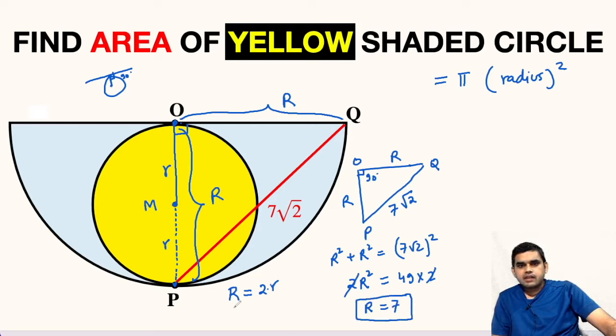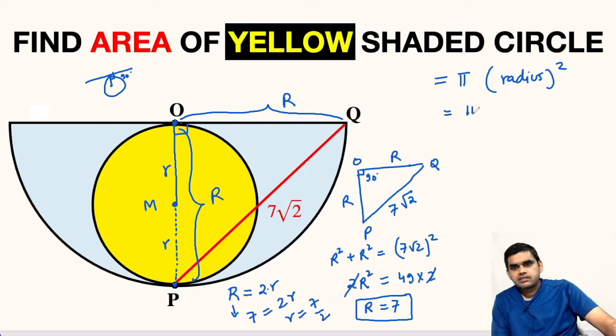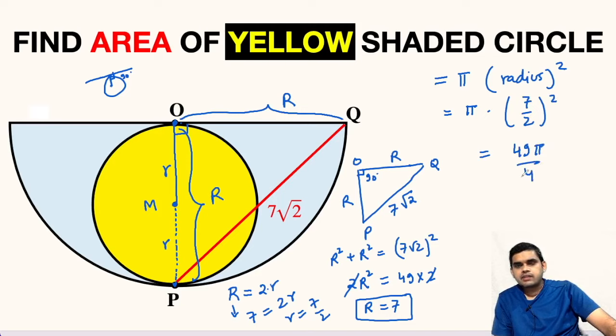So we have found R as 7 units, which will be equal to twice the small radius. So the small radius will be 7 divided by 2. So now we can substitute the value of r in the area formula, which is pi times 7 upon 2 whole square. So this will be 49 pi by 4 square units.